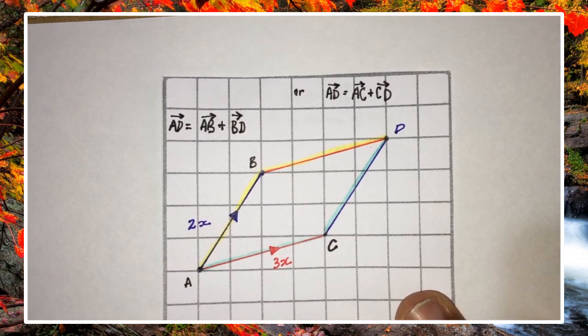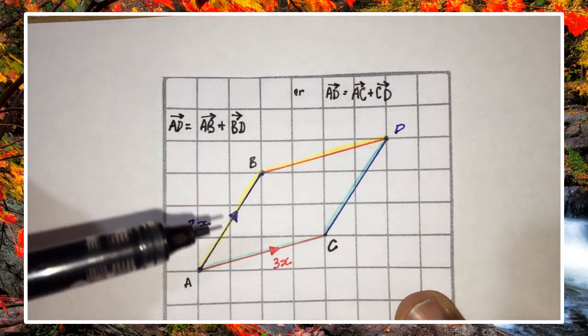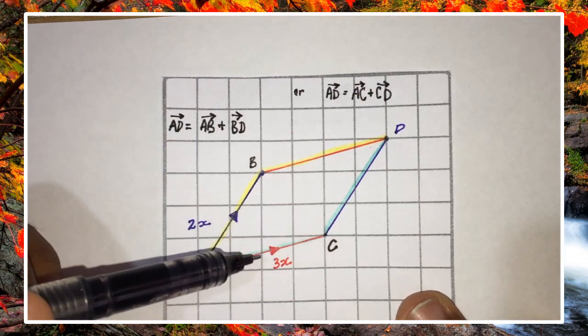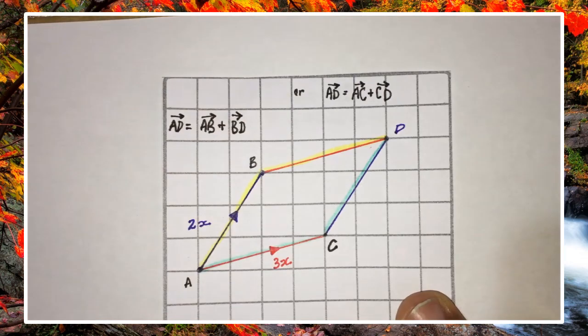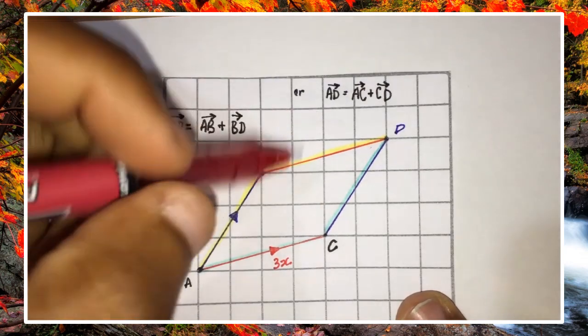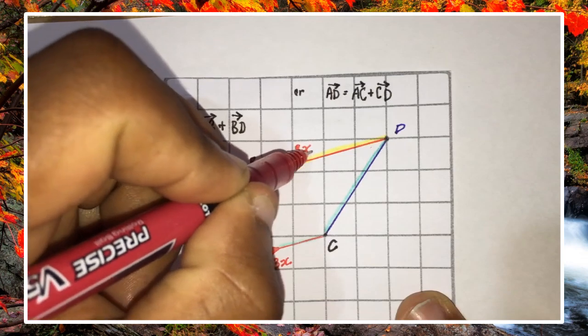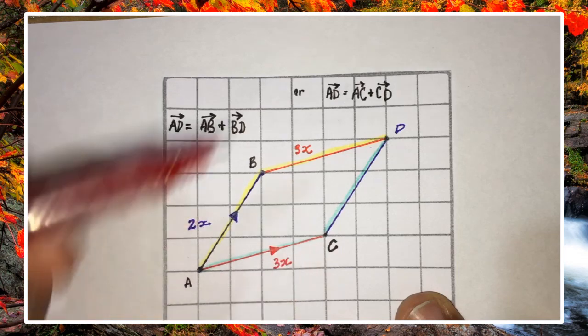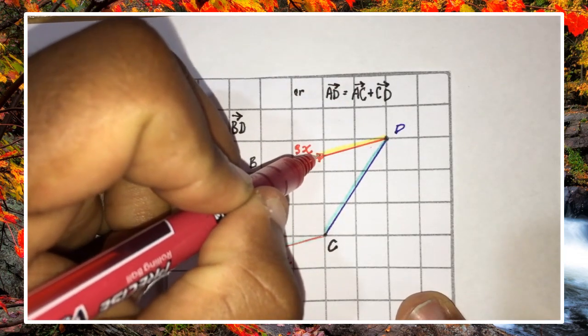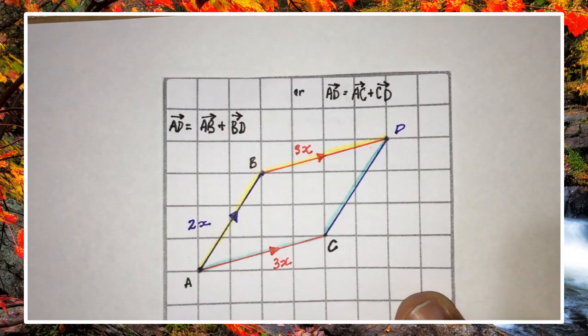Alright, let's now apply what we know about the parallelogram. Remember, in a parallelogram, opposite sides are equal in length. So if this is 3x, then this is also 3x. And remember, the parallel sides of the parallelogram go in the same direction. So if this one is going up, then this one should also go up. So it's kind of like filling in the blanks.